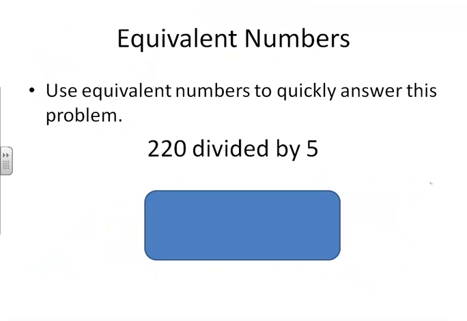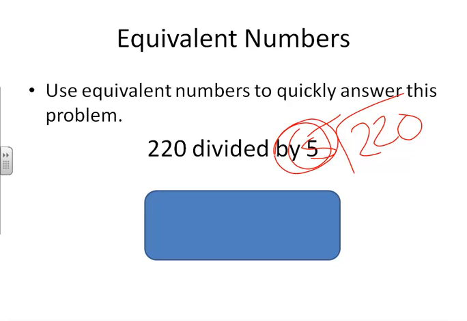We also can use equivalent numbers to help us find answers quite quickly. If I said to you, what's 220 divided by 5? That's hard. You can kind of do it in your head. You could do it like this, 220 divided by 5. You can do it that way there. Or you could do equivalent numbers. Isn't 10 an easy number to divide into a large number? So let's take our 5 here and times it by 2. That becomes 10. And let's double this one here, times it by 2, and that equals 440.